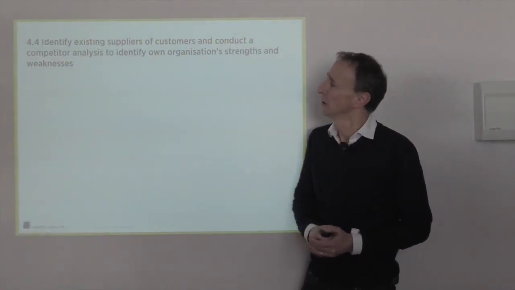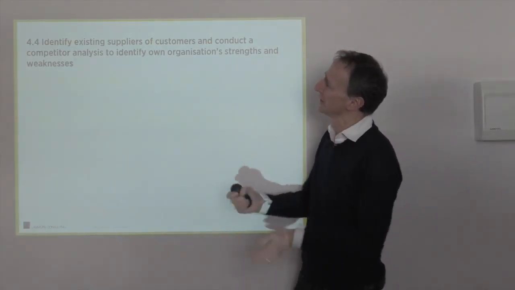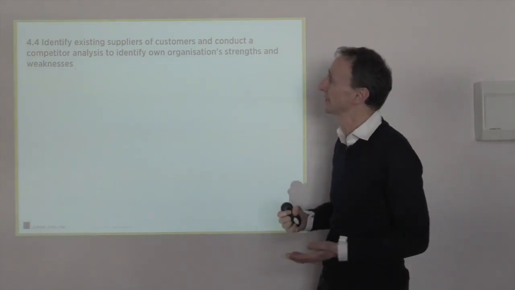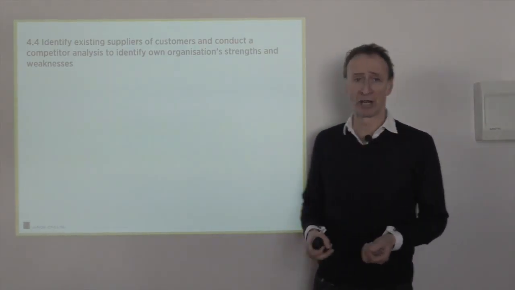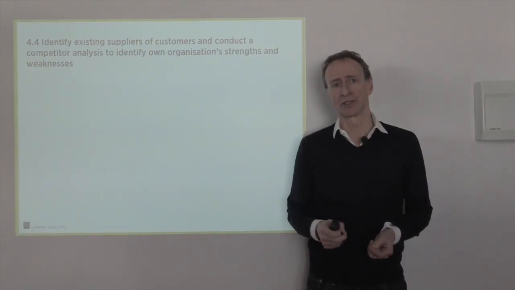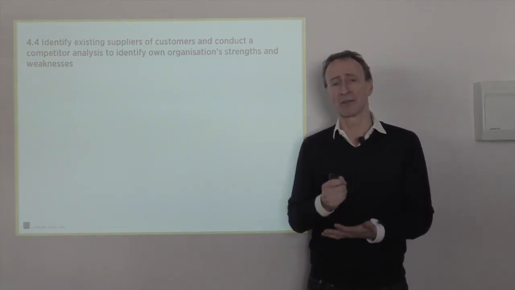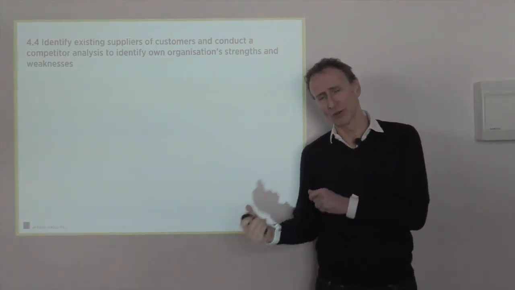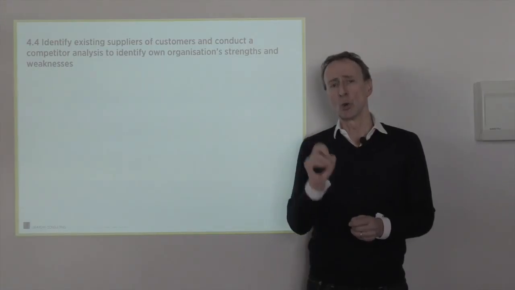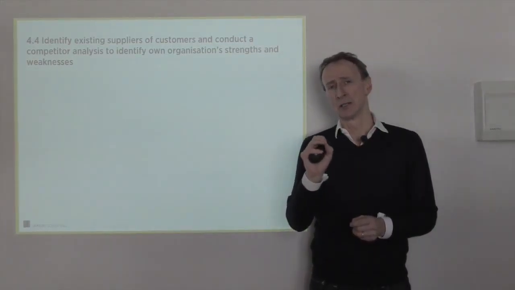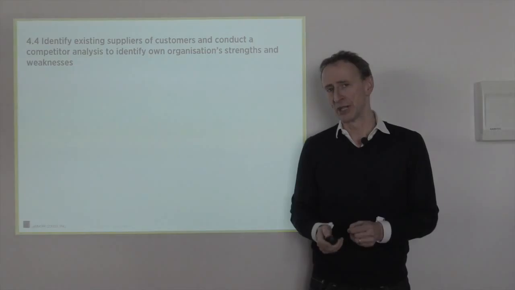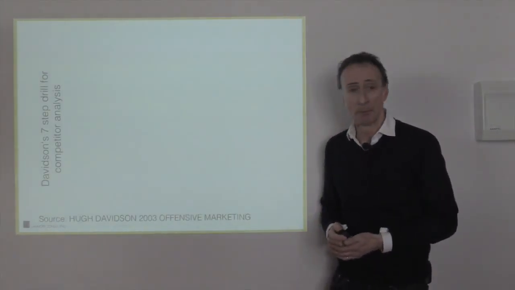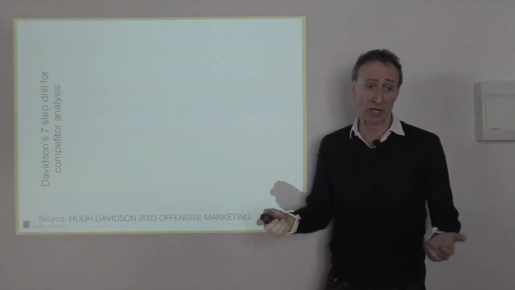Okay, on to learning outcome 4.4. Identify existing suppliers of customers and conduct a competitor analysis to identify own organisation's strengths and weaknesses. So now that we've decided that the account is right for us, we now really need to drill down. We touched on it on the last slide, but we need to drill down who else is going to be bidding for this business. So Davidson's 7 steps to competitor analysis goes like this.